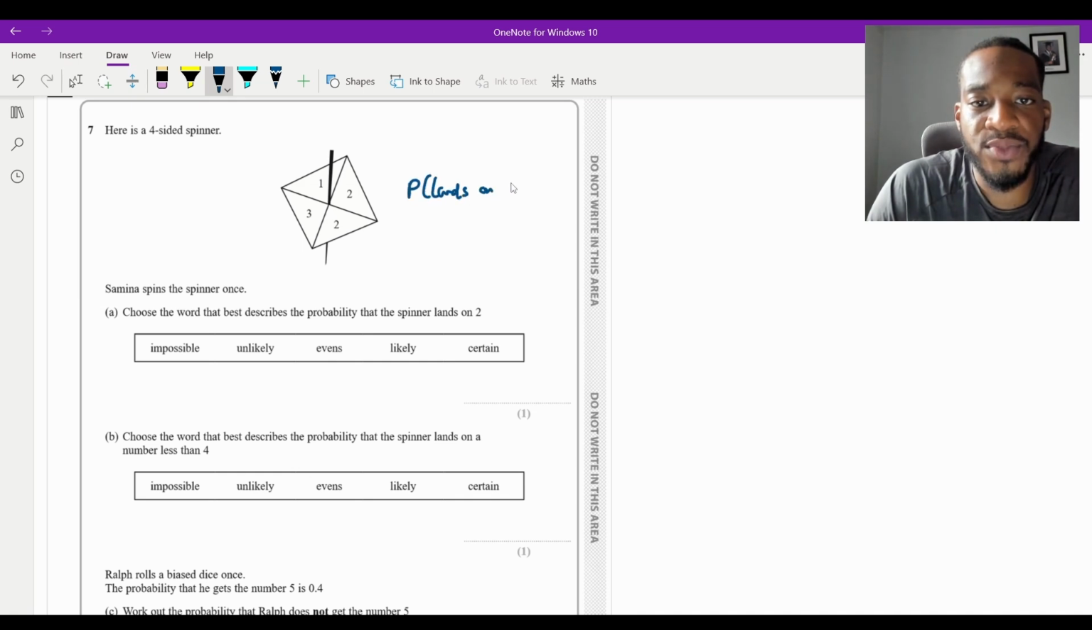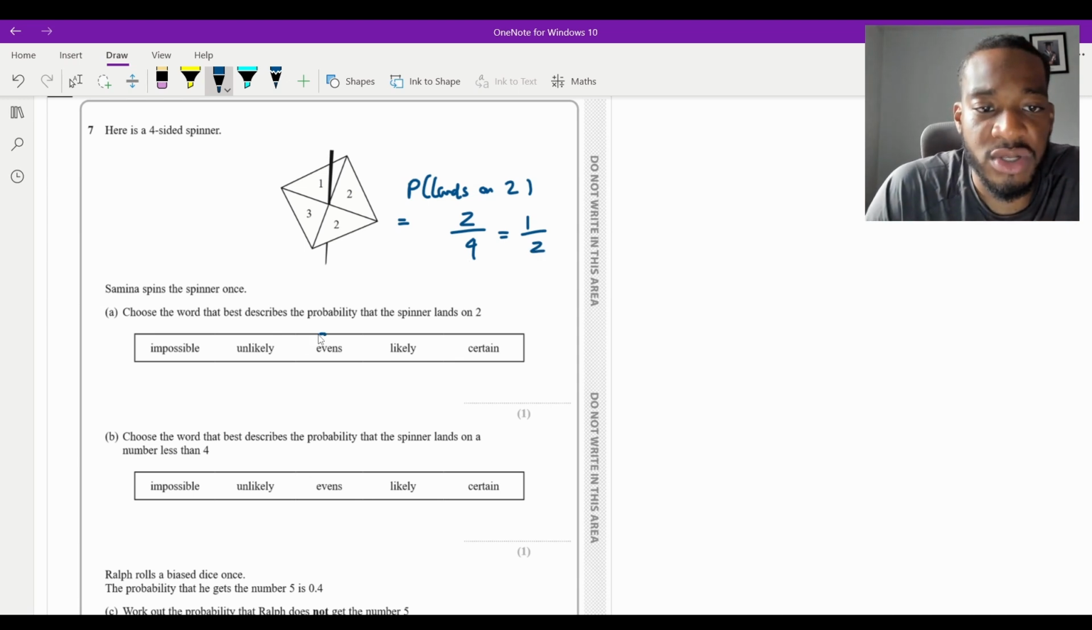is going to equal, there are 2 options for a 2, and it's out of 4, which is 1 half, which is 50%, 0.5. So the answer is going to be evens. Now, part B.